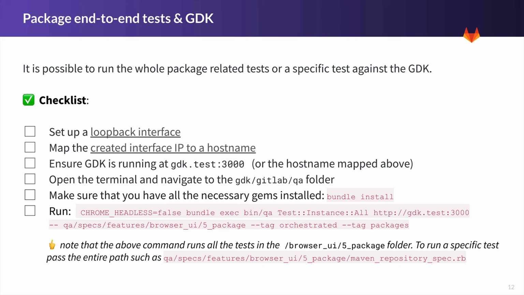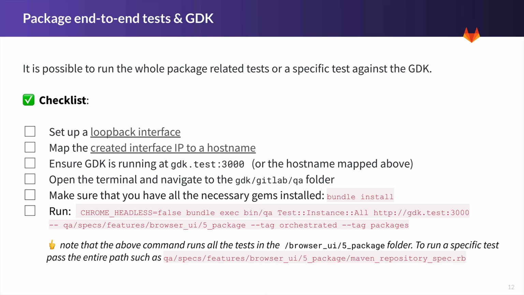The things to have in mind, really, first of all, is to set a loopback interface and create an IP that is mapped to a host name. In general, there's a preference for gdk.test as a host name. Basically, there are instructions for setting this up, also in the docs in GDK. This is mainly to have the ability to launch a runner and to have that communicating with your GDK. Our package tests do need that.